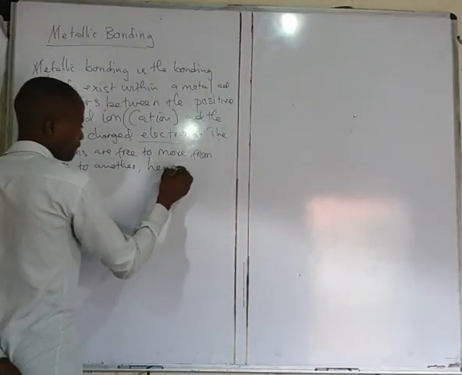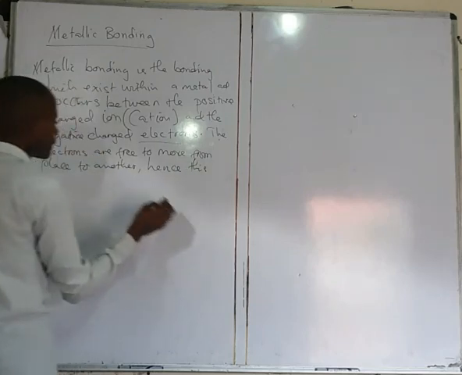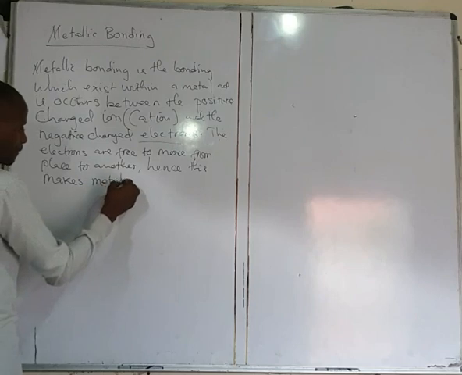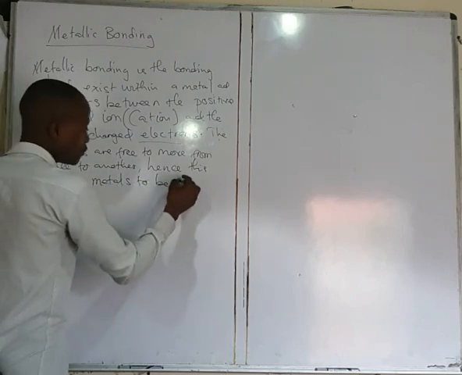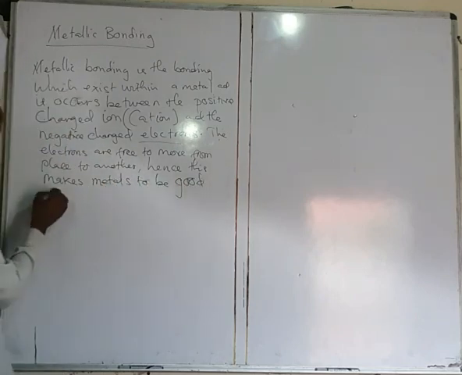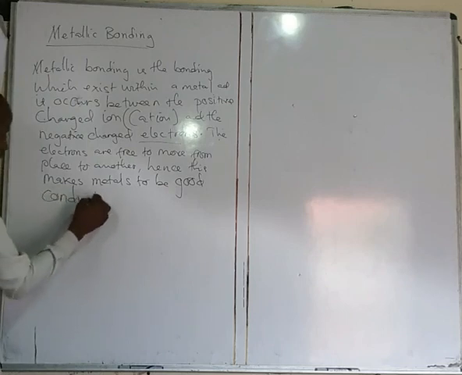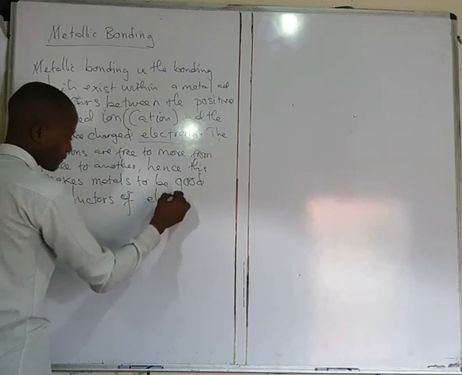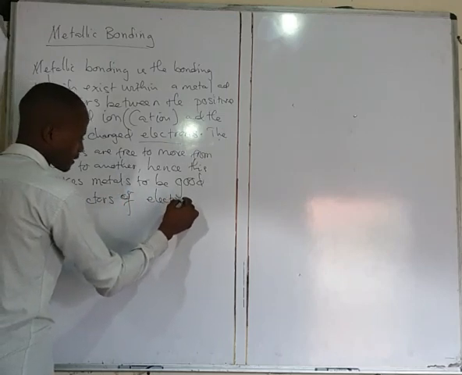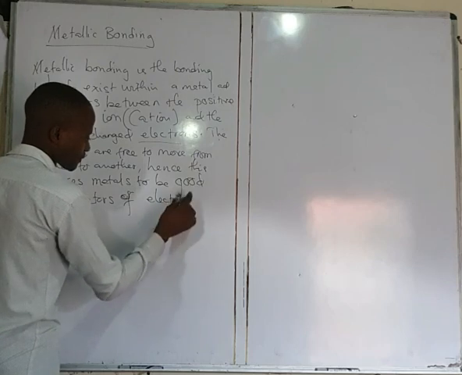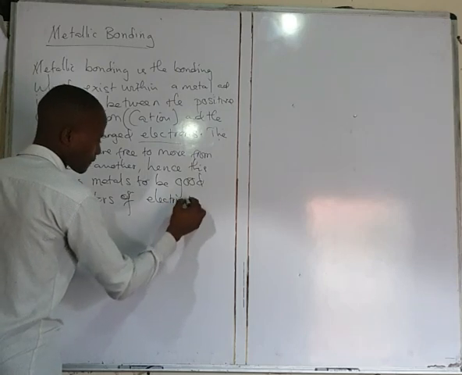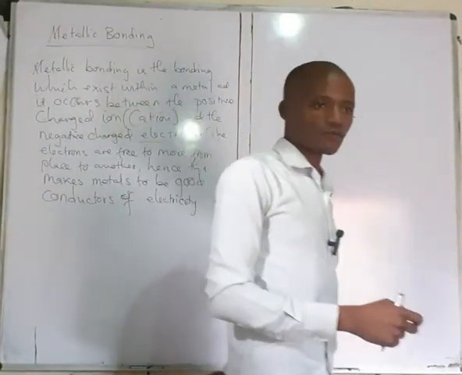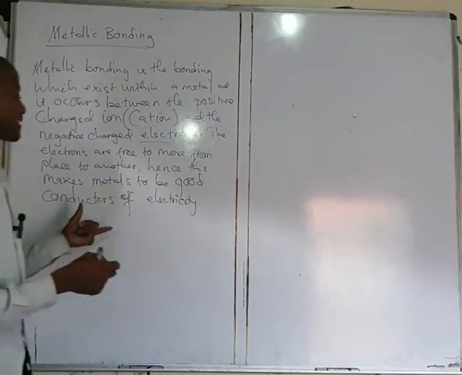So hence, this makes metals to be good conductors of electricity. What is electricity? Have you ever asked yourself that? What is electricity? Electricity in physics is defined as the flow of electrons. So these are the electrons we're saying are flowing.